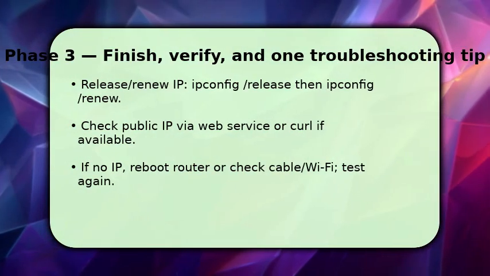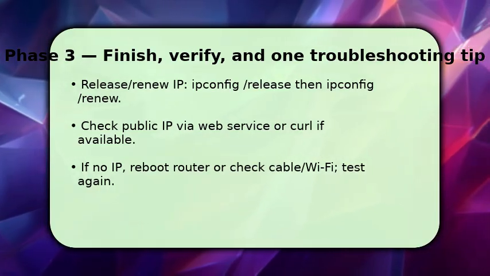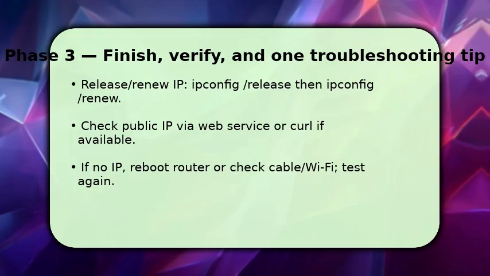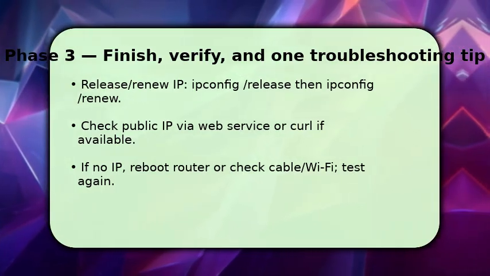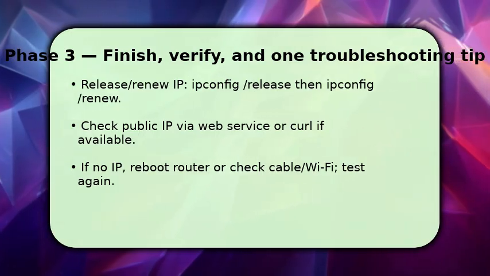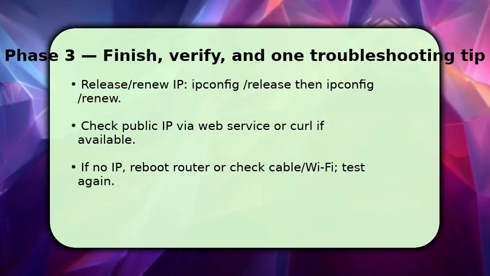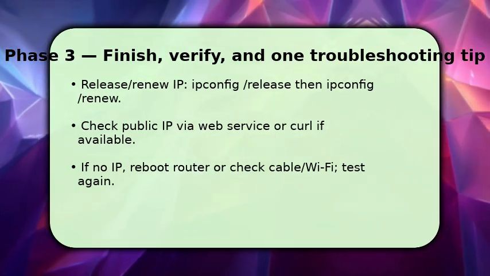Run ipconfig /release, then ipconfig /renew. You'll force a DHCP reassignment. Once you have a valid IPv4, verify external reachability by pinging the gateway, then ping 8.8.8.8 to confirm internet access. If you must find your public IP, use a trusted web service or curl if available.